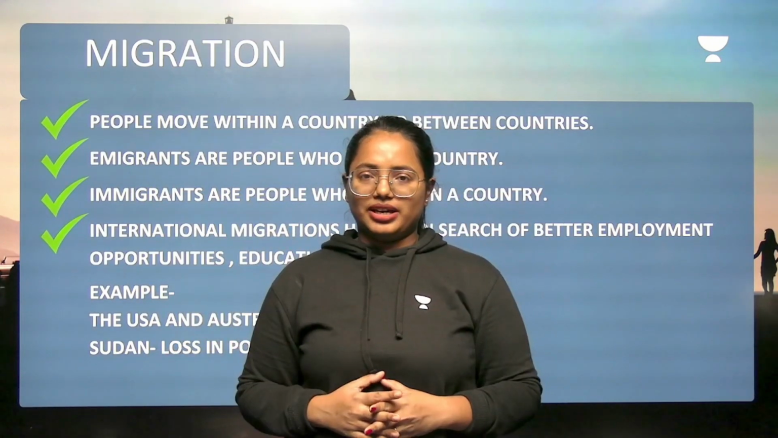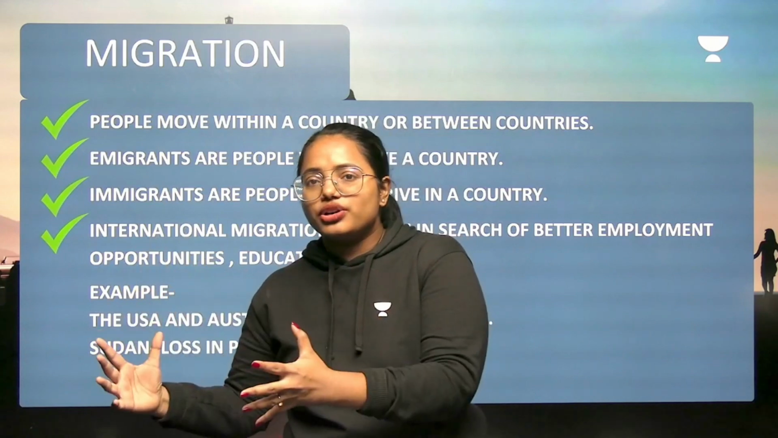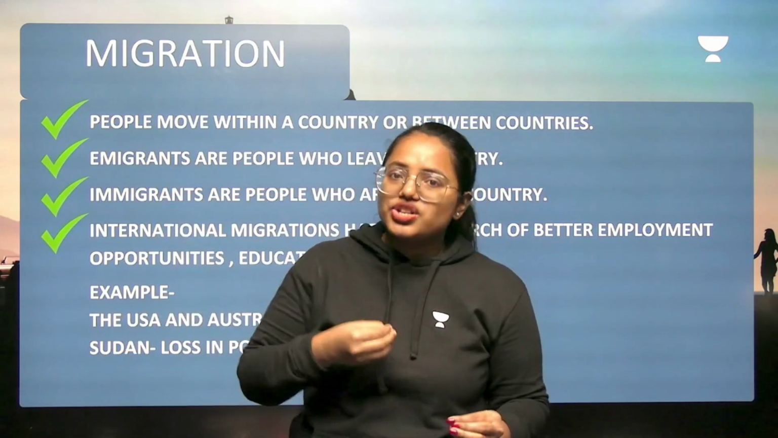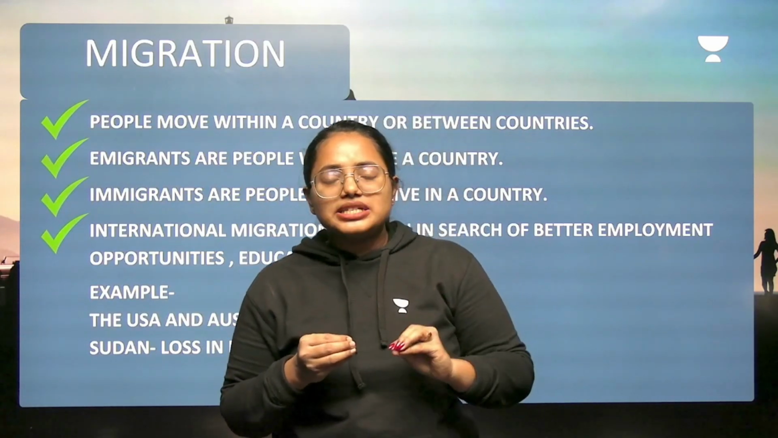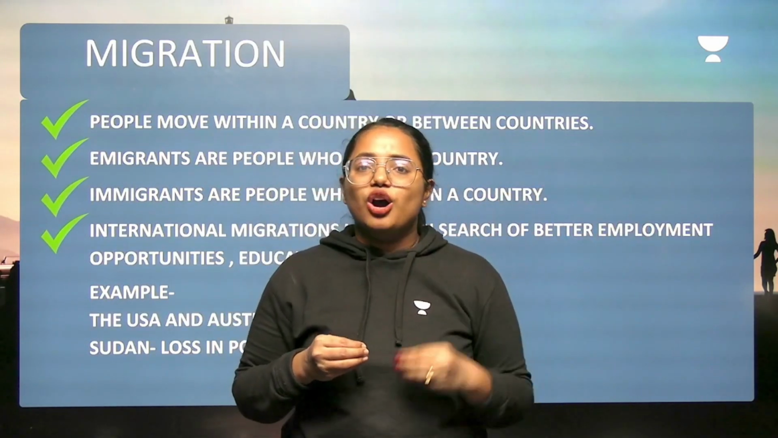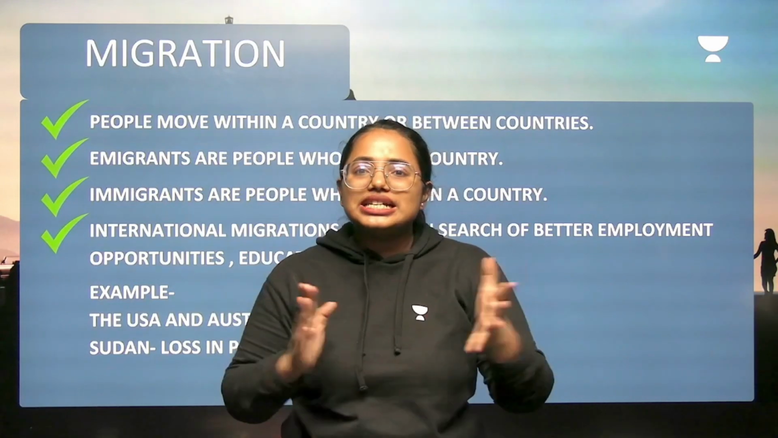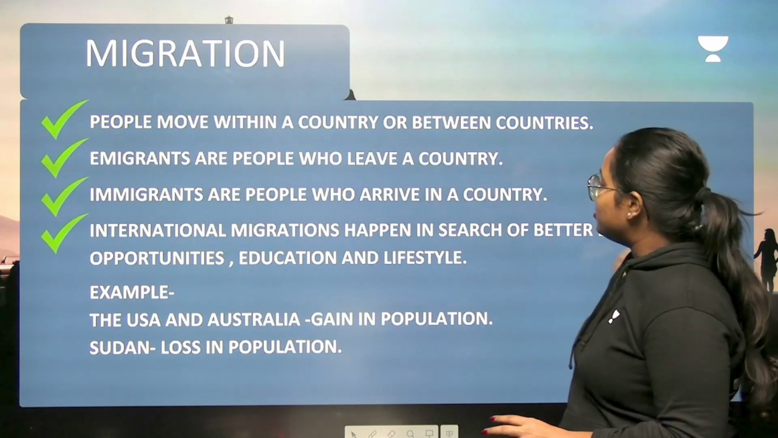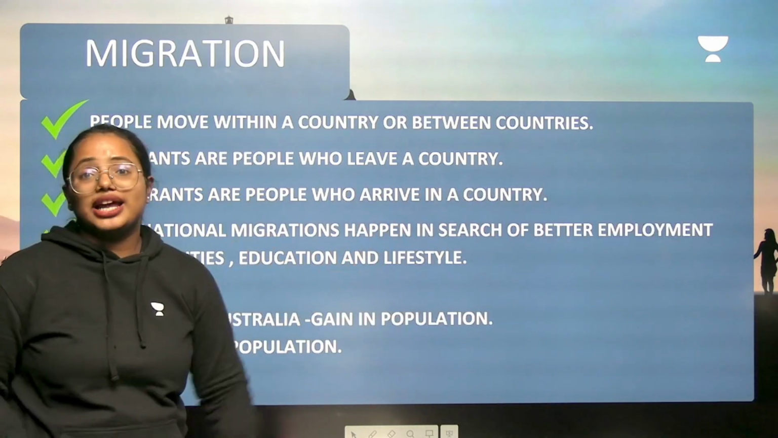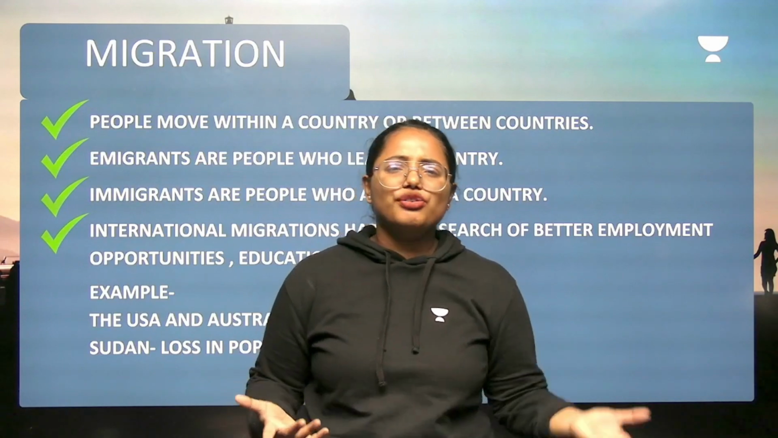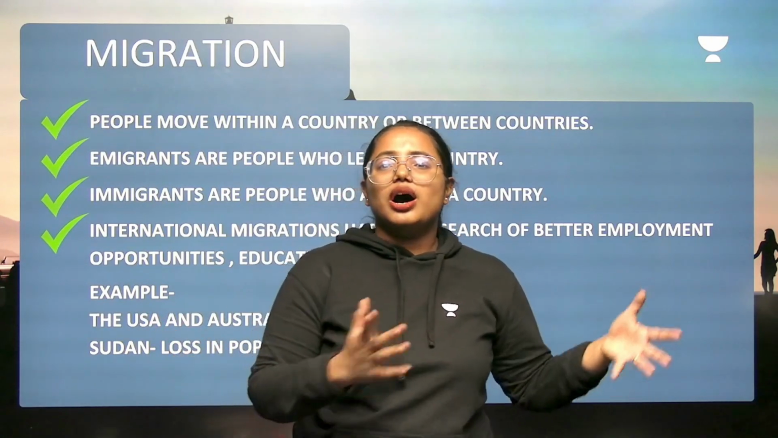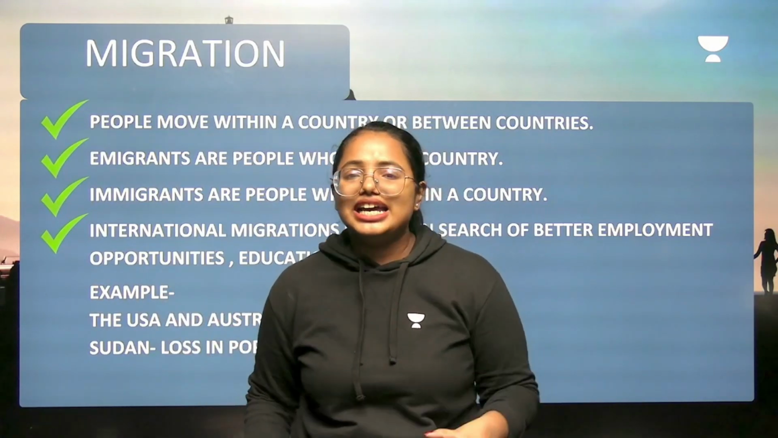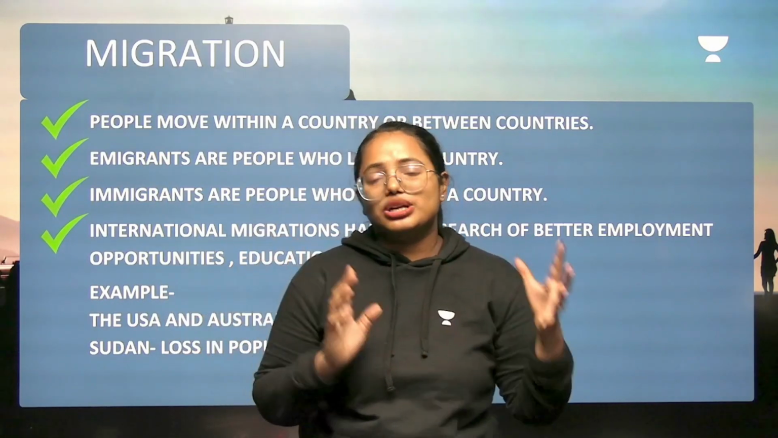So let's take an example here. If a person moves out of India to New Zealand, we can say one person is getting reduced in our country. At the same time, one person is getting added to another country, New Zealand. Clear? So this is the way the population change can occur. International migrations happen in search of better employment opportunities, education, and for lifestyle. You might have heard about people from your own family and from neighbors going out of the country for better education and also for various employment. Clear? So this is the reason behind the international migrations.